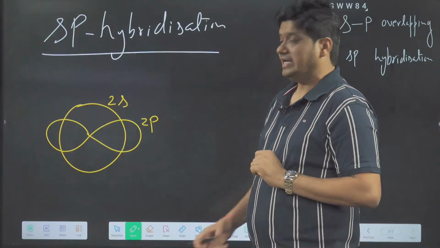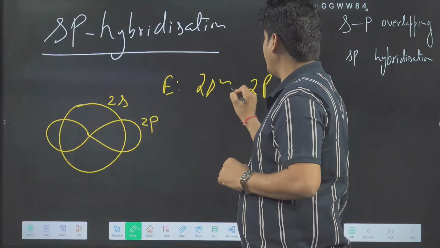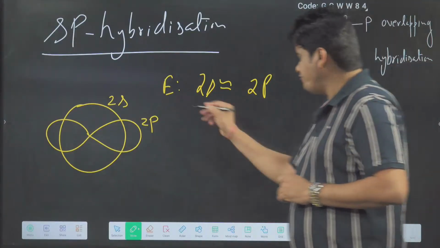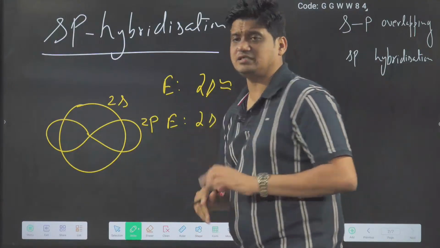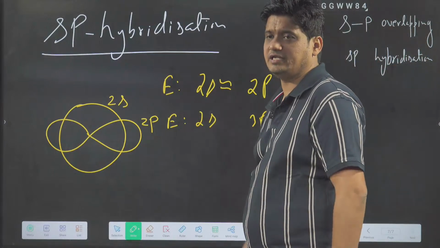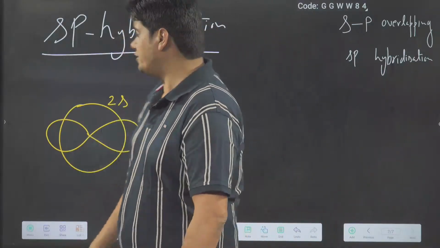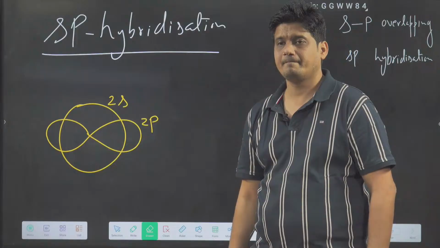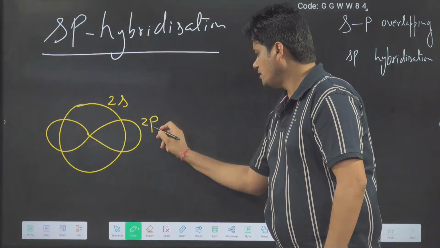But for 2s and 2p, their energies are approximately equal. But if it is, let's say, 2s and 3p, their energies are not approximately equal. There is a large difference in the energies of 2s and 3p. That is why when I am writing hybridization here, if I am using the 2s orbital, I will take the 2p orbital. It may be 2px, 2py, 2pz. Often we take z here.